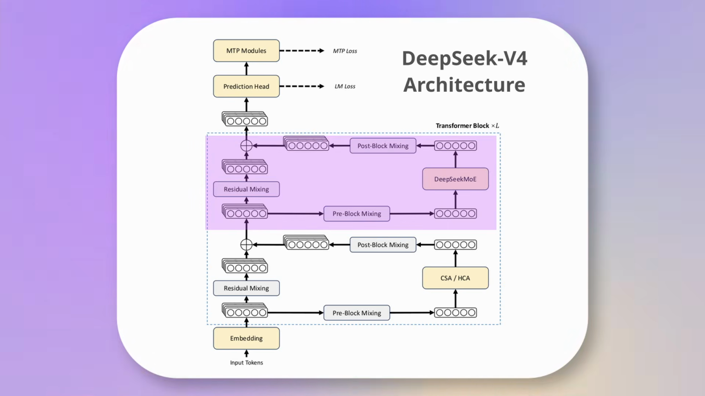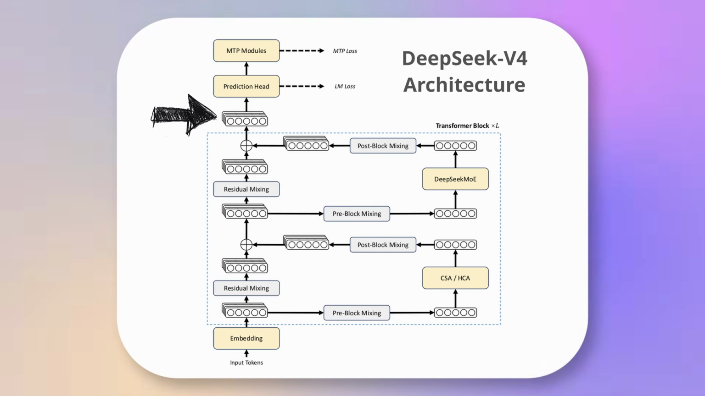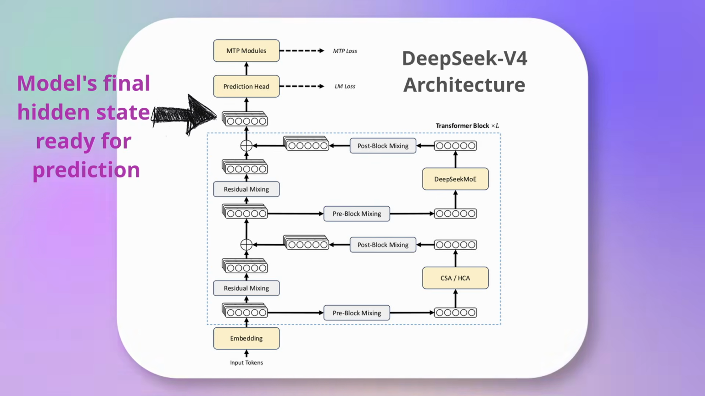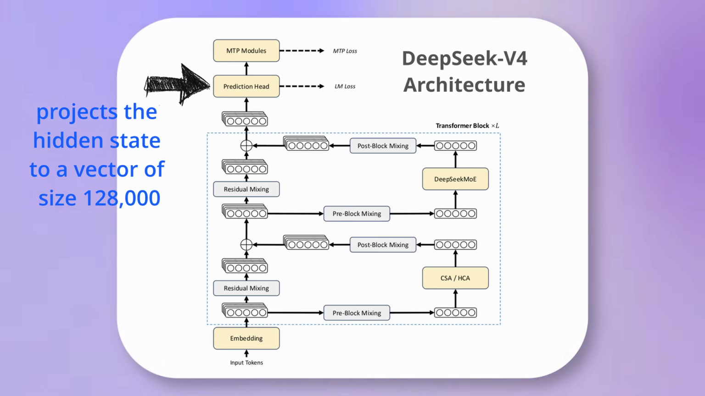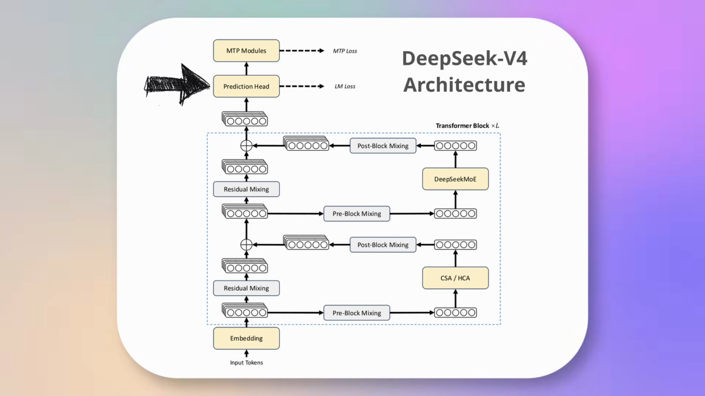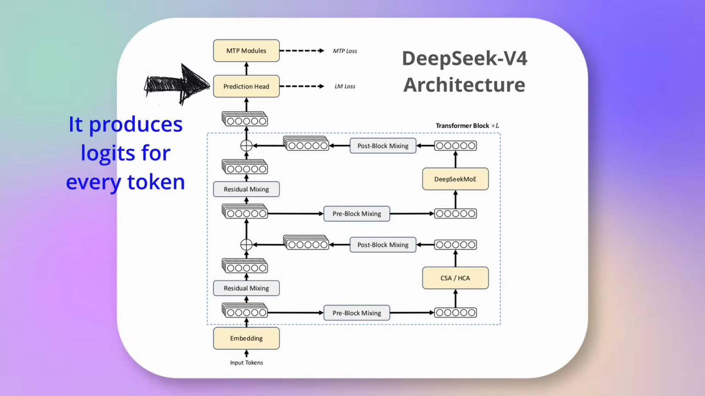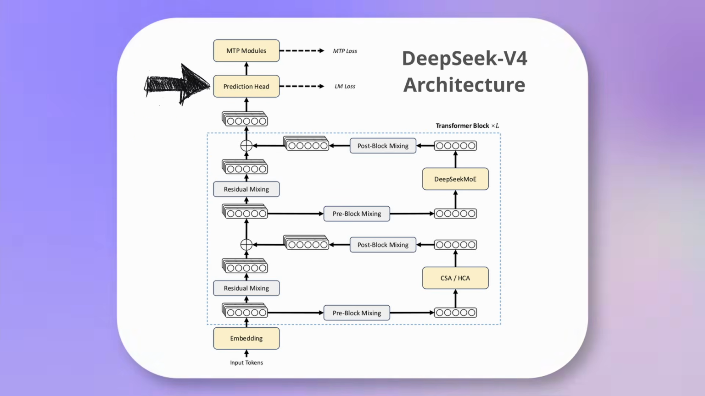After the final transformer layer, the MHC mechanism leaves us with a 4-vector residual stream, that is the 4 parallel signals. This is the 4-layered bundle you see in the diagram. That's the model's final hidden state, ready to be used for predictions. In the next step, this bundle enters the prediction head. The prediction head is a linear layer that projects the hidden state to a vector of size 128,000. This is our vocabulary size. It produces logits, or raw scores for every possible token. During training, these scores are compared to the actual next token, giving the LM loss, or language modeling loss.